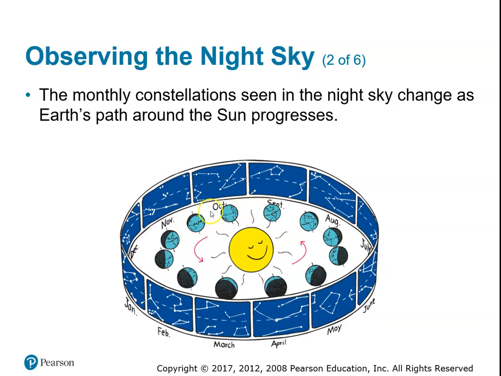As we go around the sun, we see different constellations in the night sky, right? Generally, when they talk about a summer constellation or a winter constellation, for example, the one I just mentioned, Orion, is a winter constellation.